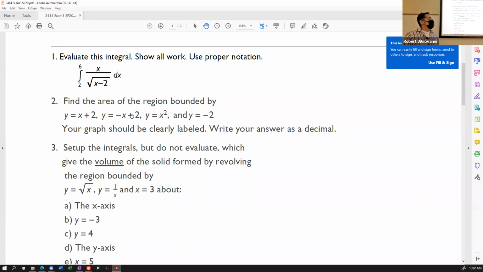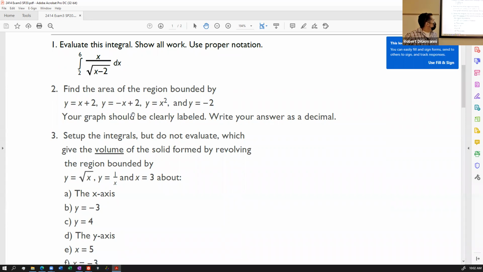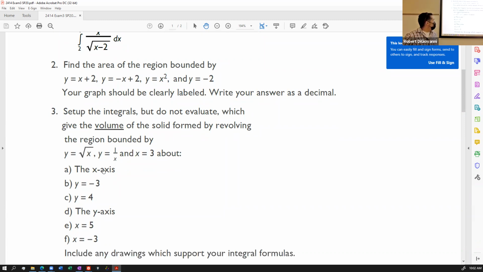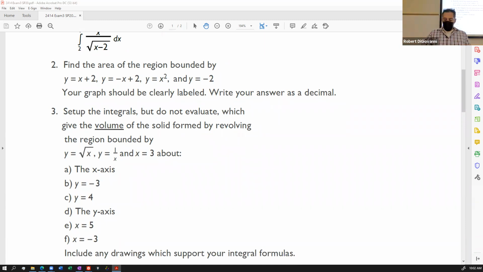So I actually asked them to get the area of something. Then I said, set up the integrals, but do not evaluate, which give the volume of the solid formed by revolving the region bounded by these curves about these axes. There it is, just like I promised. Right? Include any drawings which support your integral formulas. Okay? All right.